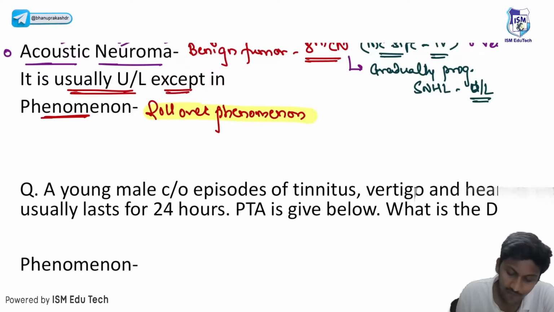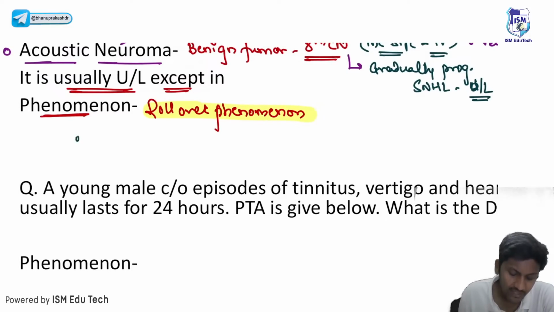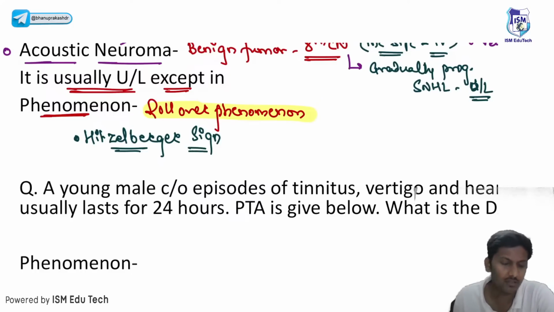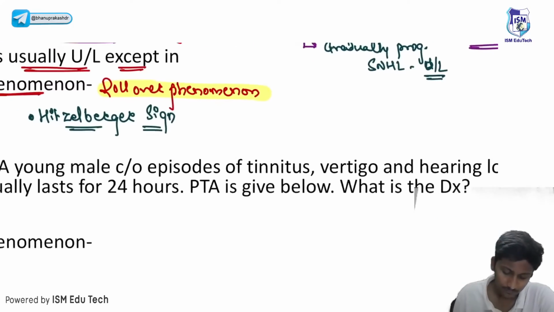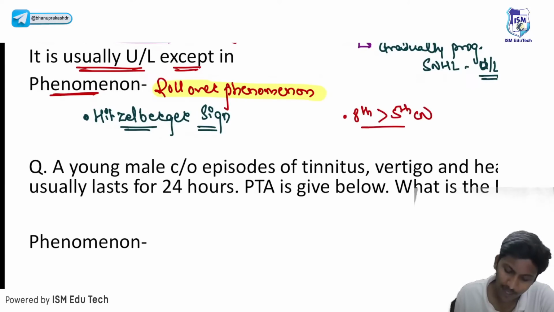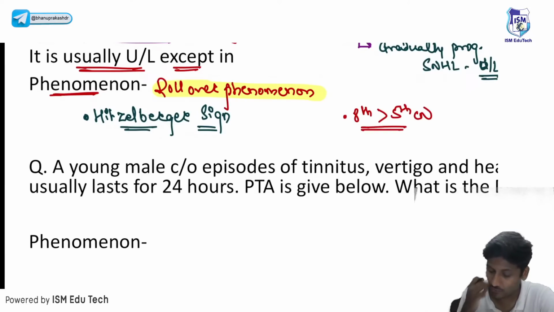Apart from this, please remember the sign which is seen in cases of acoustic neuroma. That is known as the Hitzelberger sign. What is this Hitzelberger sign? Acoustic neuroma will not only involve the 8th cranial nerve. Yes, the most common cranial nerve involved is the 8th, followed by the 5th cranial nerve. But apart from that, the 7th cranial nerve can also be involved at times. And which division of the 7th cranial nerve? The sensory division of the 7th cranial nerve.